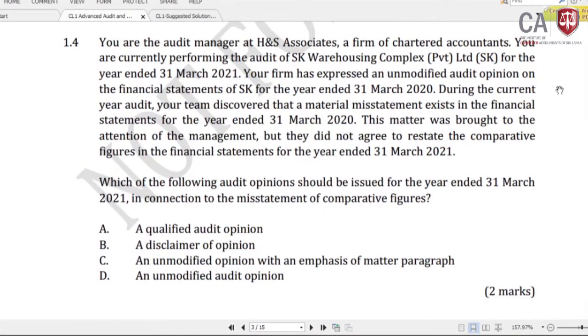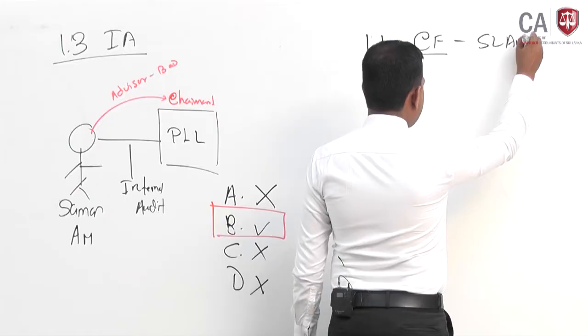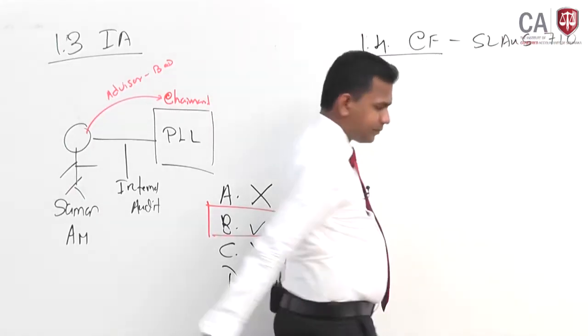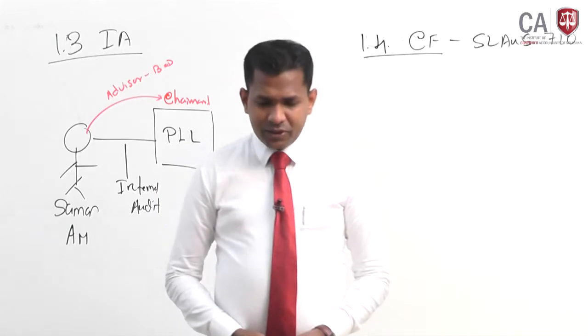Right, we are coming to question 1.4. Next question. From the corresponding figures, ISA 710 generally. So we'll read the question.